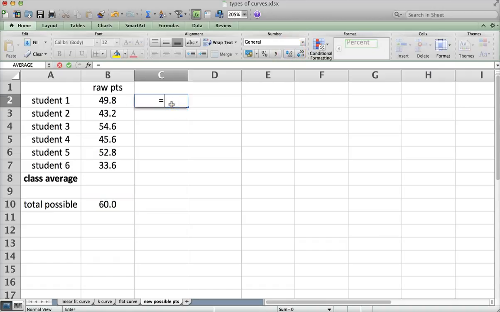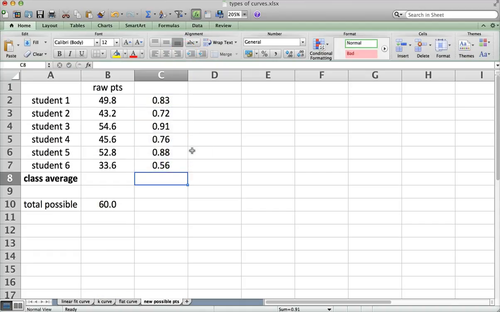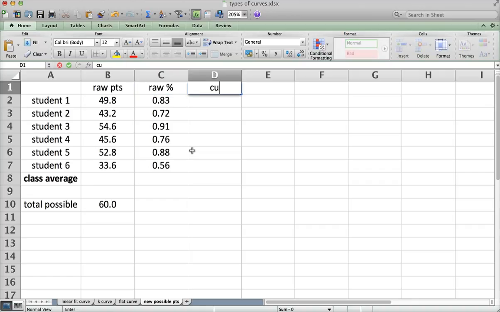So how do I find their percent? I take the points they earned, I divide by the 60, and I fix this reference so that I can copy my formula down without changing the 60, without referencing lower cells. So I got Control-C, Control-V, copy-paste. And so here are the percentages, raw percent. And then I'm going to calculate the curved percent.